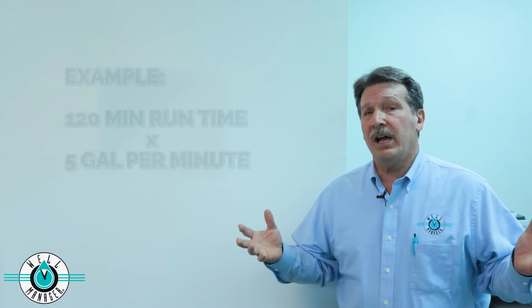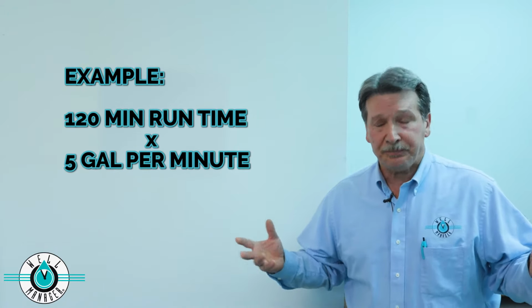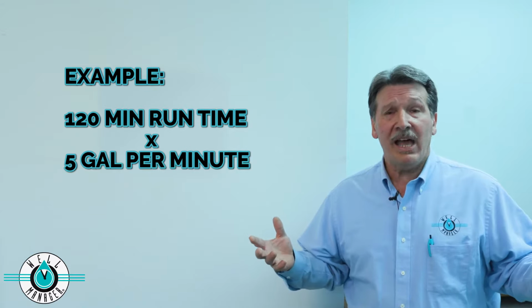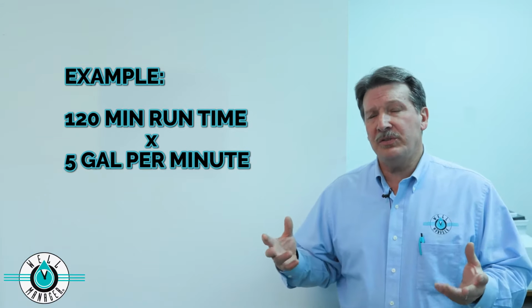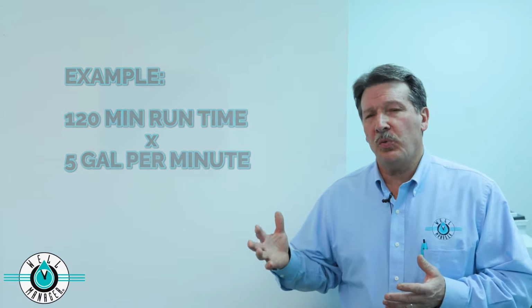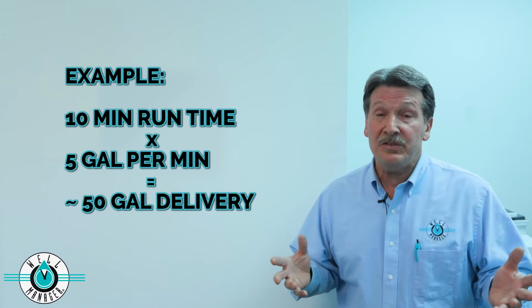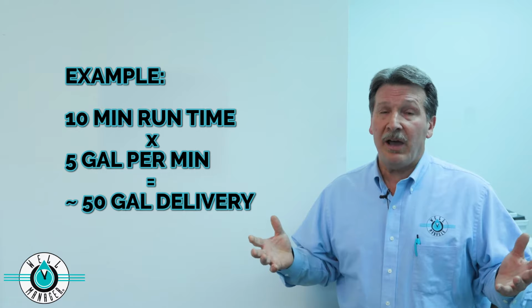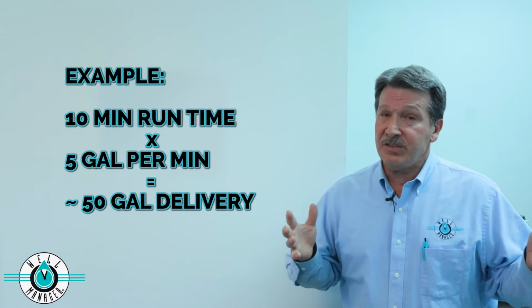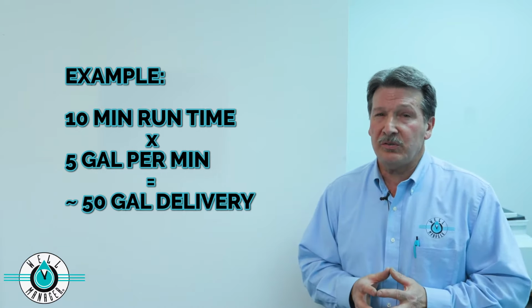Let's hypothetically say it ran for 120 minutes. Times 5 gallons a minute, that kind of gives you an understanding of what your stored water is. But for simplicity, let's say it ran for 10 minutes at 5 gallons a minute. That means it delivered about 50 gallons of water. That's kind of what was stored in the ground.